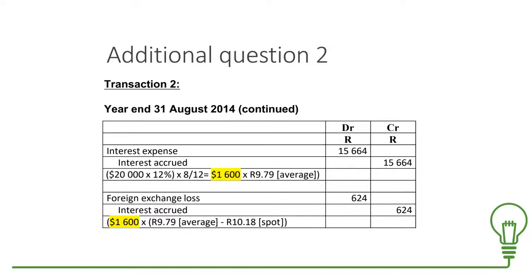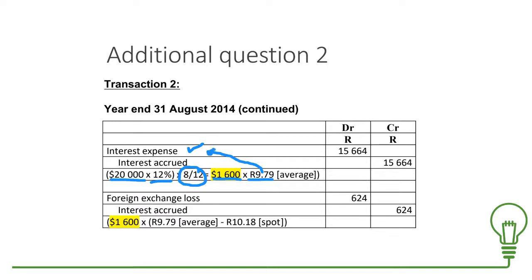So let's have a look at that. We take 12,000 multiplied by the annual rate of 12%. We apportion it for 8 over 12, right? And we get total interest that we need to recognize of 1,600 US dollars. And then we raise it at the average rate, because remember, the nature of interest is that it accumulates over time. So this interest expense amount, which for our purposes is going to be the non-monetary amount, is measured at the average rate, right?